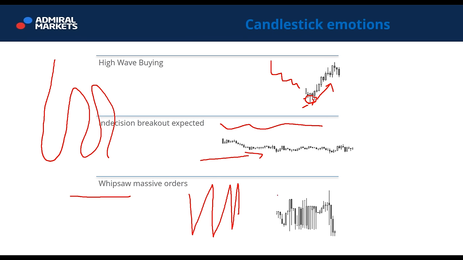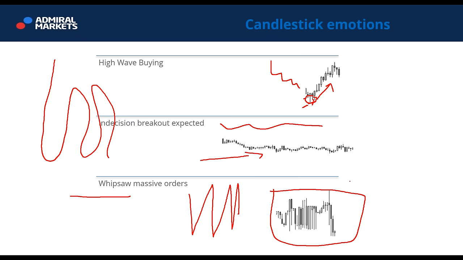And what I have to say is, if you see these, don't trade it. These are usually massive orders. They can be either orders from banks or profit taking, but those, you see, the price action will be like this.